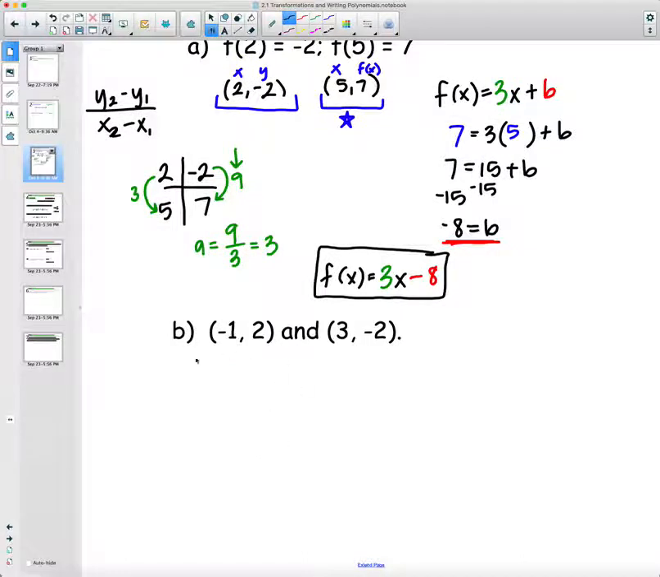All right, so let's do one more here. Again, I'm just going to find the slope by stacking them.